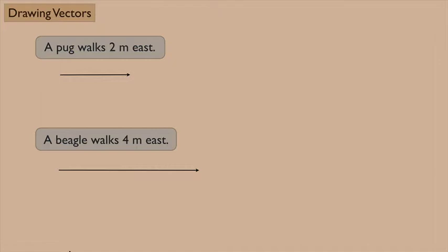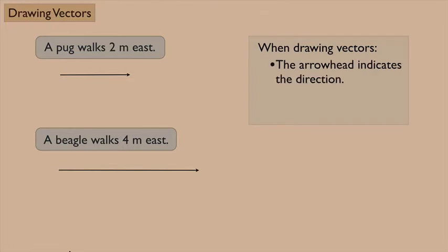These arrows that I just drew are graphical representations of vectors. Remember that a vector has a magnitude and a direction. That means it has a length and an arrowhead to indicate direction. So when drawing vectors, the arrowhead indicates the direction and the length of the vector indicates the magnitude.